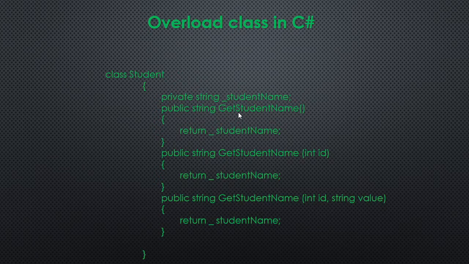Now, if I call this method get student name from outside this class or from inside this class, we have three methods with the same name. Which one will the compiler execute? Based on the parameters sent when I call this function, the compiler will choose. If I send 0 parameters, the compiler will execute this.